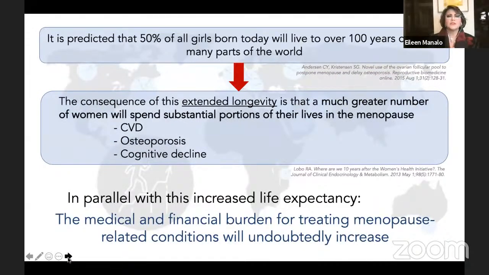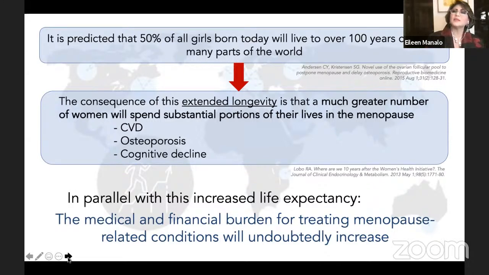All right. Today, it is predicted that a good 50% of all girls will live to over 100 years of age in many parts of the world. And as a consequence of this extended longevity, a much greater number of these women will be spending a good portion of their lives in this estrogen deficiency state. And together with menopause, we have the problems of cardiovascular disease, osteoporosis, and cognitive decline.